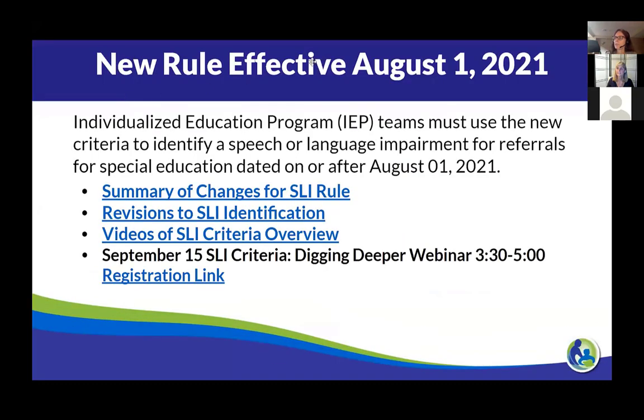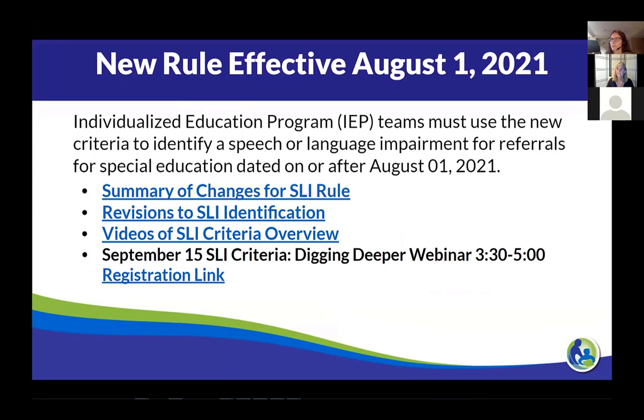And as you all are probably aware, we have a new rule for speech language impairment that went into effect for referrals starting on or after August 1st. I wanted to share with you a couple of resources that I have shared previously: the summary of changes for the speech or language impairment rule revisions, there's a side-by-side document, there's some videos that are an overview, and then next week on September 15th, we have a digging deeper session as well.